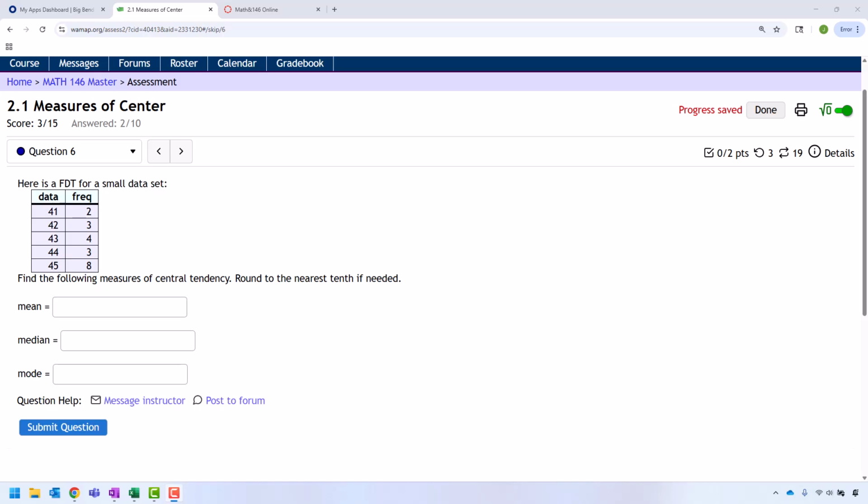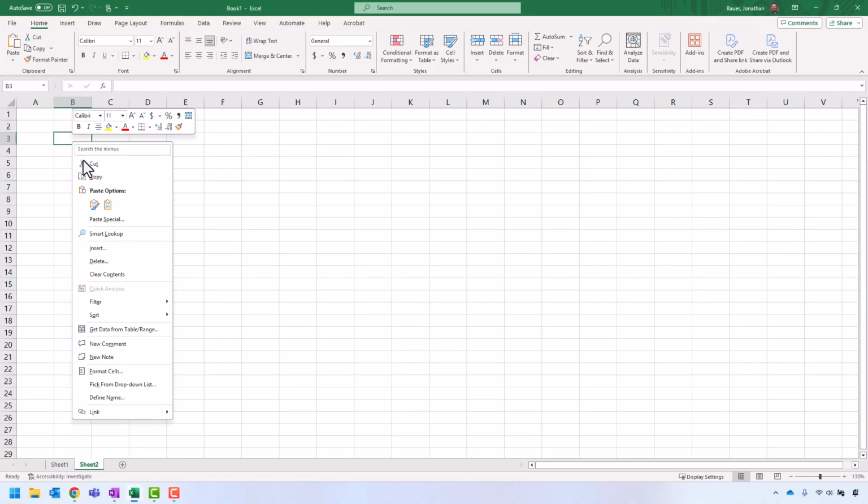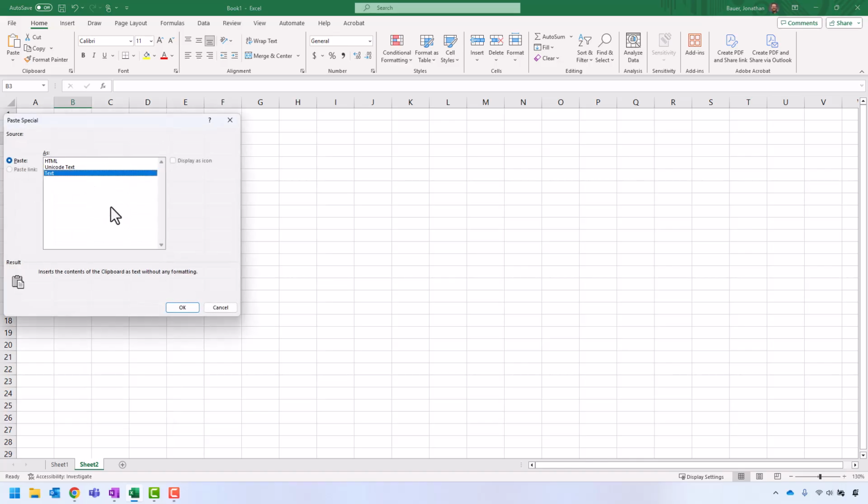All right, I was going to just finish up section 2.1, a couple more examples here. Here we have a frequency distribution table, and we are trying to see what the mean, the median, and the mode are from that, and then I'll work into another question. So I will just copy this here. The FDT is just an abbreviation for a frequency distribution table. Again, paste special and text.